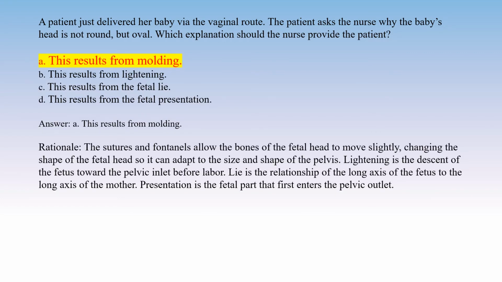Answer: A. This results from molding. Rationale: The sutures and fontanelles allow the bones of the fetal head to move slightly, changing the shape of the fetal head so it can adapt to the size and shape of the pelvis. Lightening is the descent of the fetus toward the pelvic inlet before labor. Lie is the relationship of the long axis of the fetus to the long axis of the mother. Presentation is the fetal part that first enters the pelvic outlet.